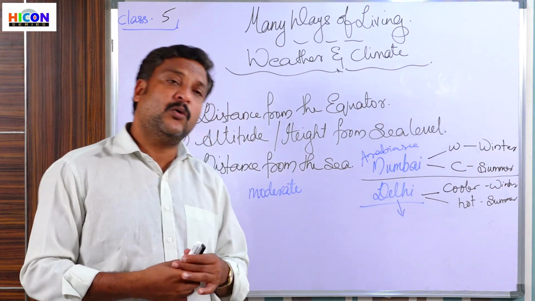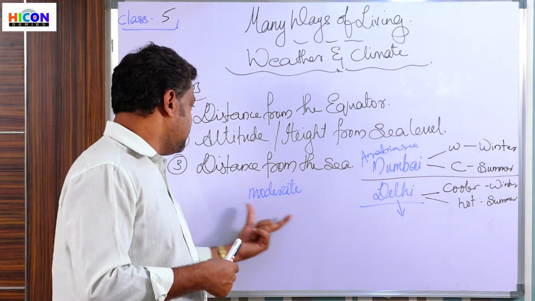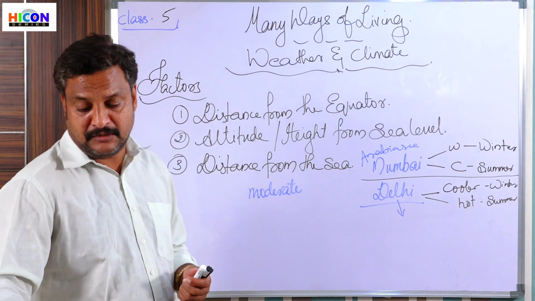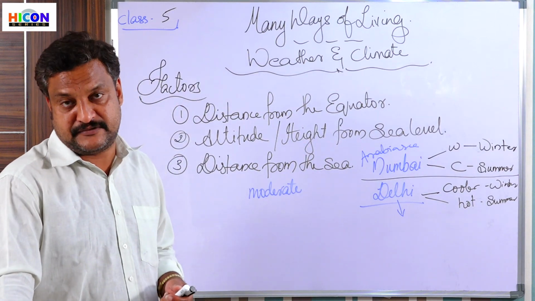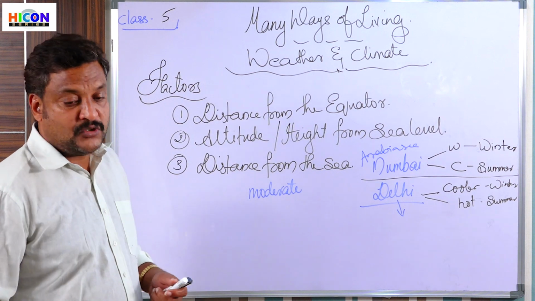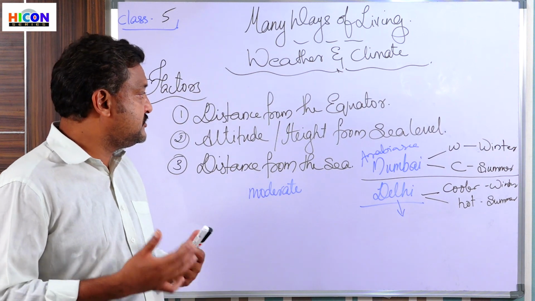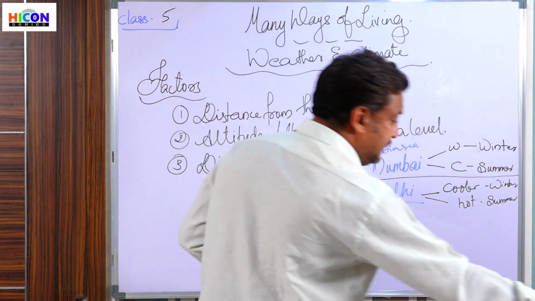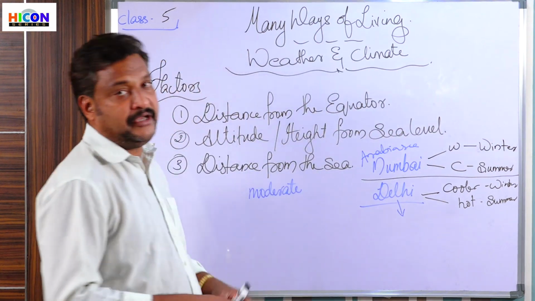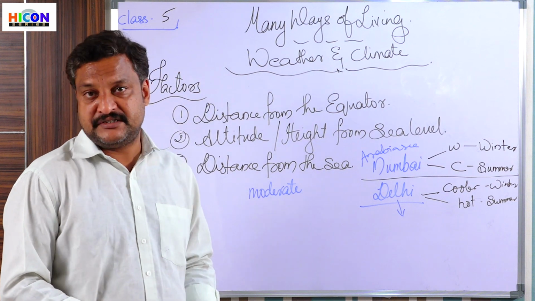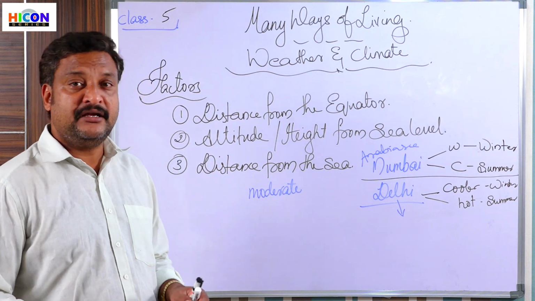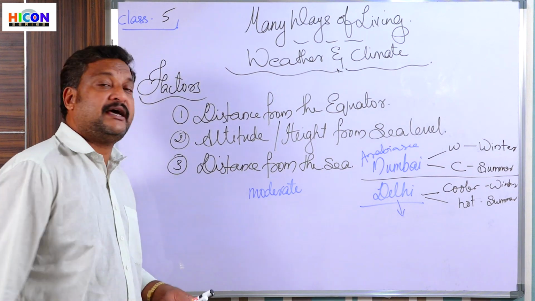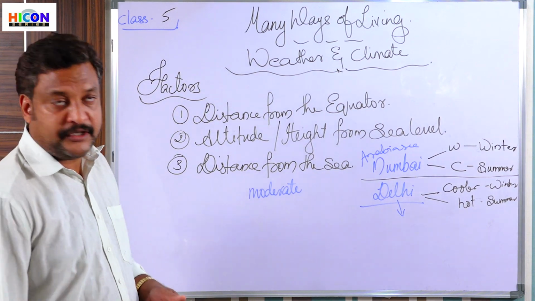And how do the sea coast regions have moderate climatic conditions? There are two kinds of winds, the sea breeze and the land breeze. Now we will check what happens there, and then we will get an idea of why the coastal regions have a moderate climate.